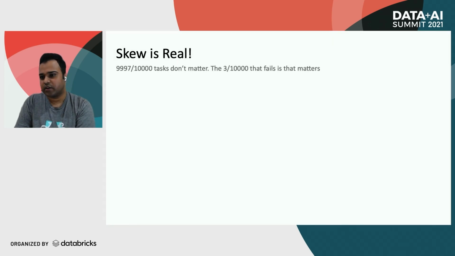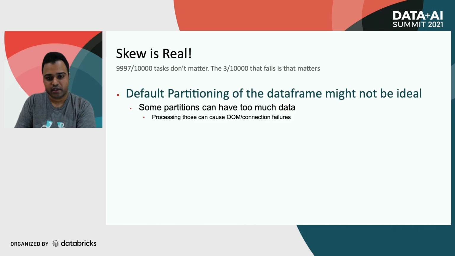Another thing that I quickly want to touch on is skew. Some partitions might be extremely skewed when you're getting data in. And this is very real, right? You can't always control what data you're getting. So when you're processing these partitions, you can have out of memory issues or connection failures. Even if say 99 out of 100 tasks pass, if that one task fails, your stage is not going to move past, and you're going to be stuck in that loop.